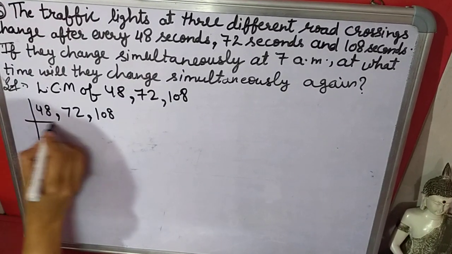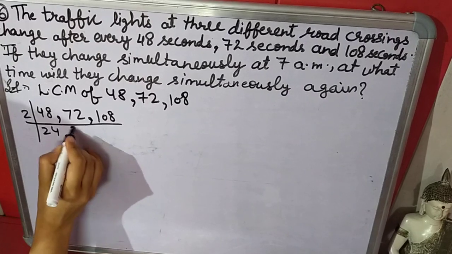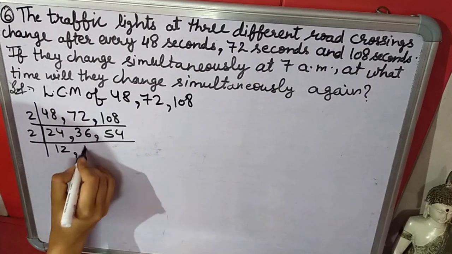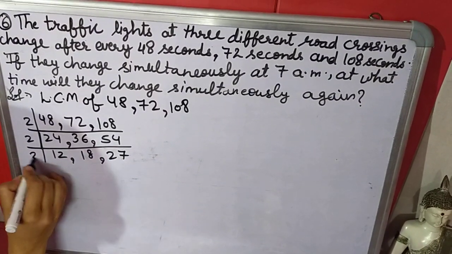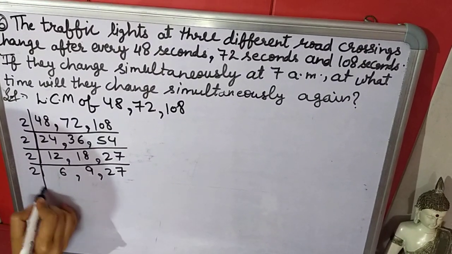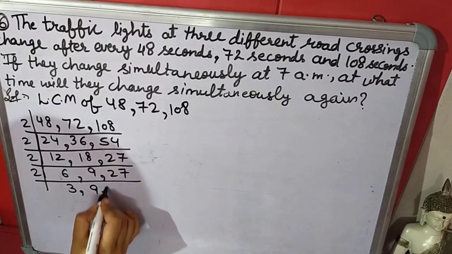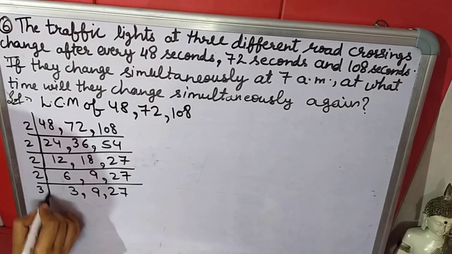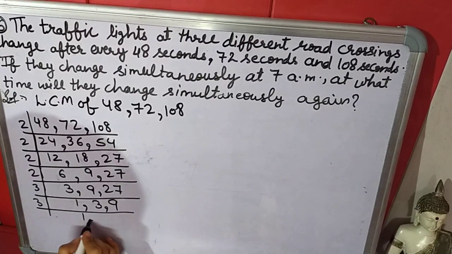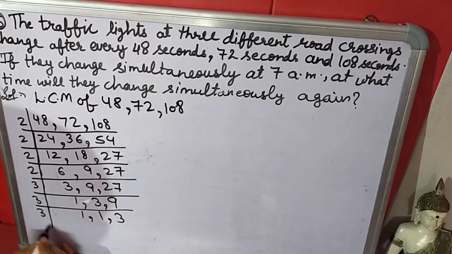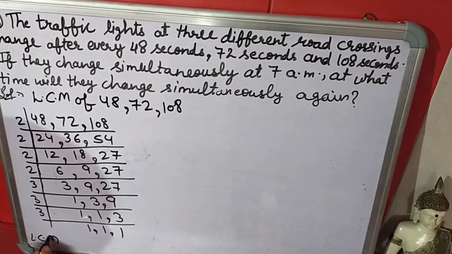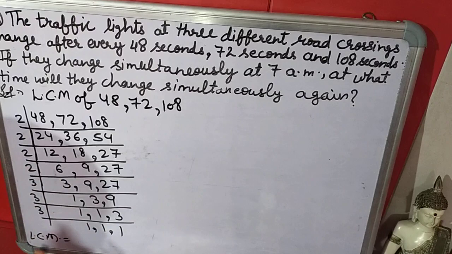All numbers will go in the table of 2. Again in the table of 2. Again in the table of 2. Now all three numbers will go in the table of 3. Again 3. Last 3. We'll take here LCM 2, 3, 4.